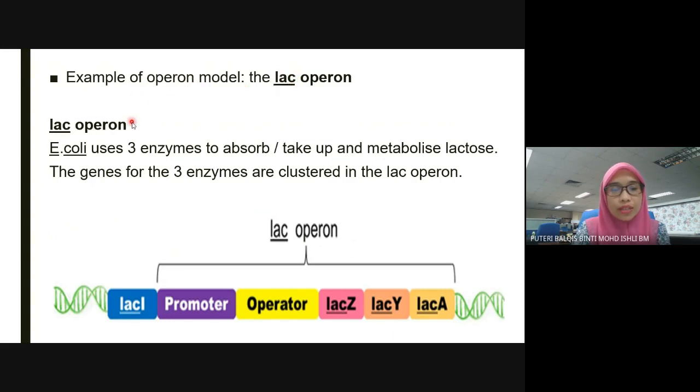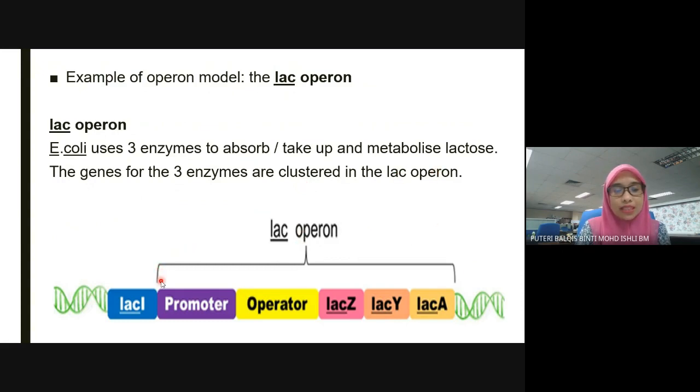The Lag Operon in E. coli uses three enzymes. Lag Operon inside the E. coli uses three enzymes to absorb or to take up and metabolize lactose. The genes for the three enzymes are clustered in the Lag Operon. So this is Lag Operon.